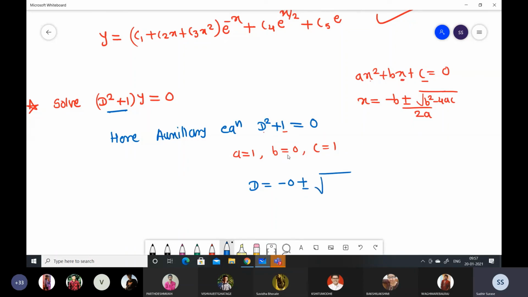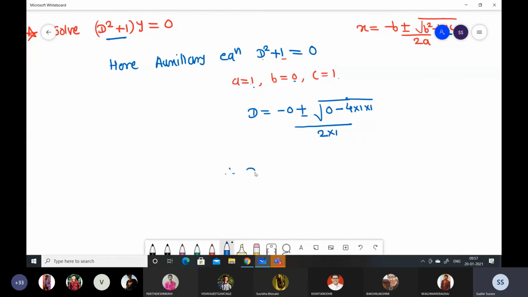So d is equal to minus b, that is minus 0, plus minus square root of b square. What is b square? 0. 0 square is 0. Minus 4 times ac, so 4 times 1 into 1, and whole divided by 2 times a. So 2 times a means 2. Now solve it further. So d is equal to plus minus, and here we have root of minus 4 divided by 2. Oh, root of minus 4.